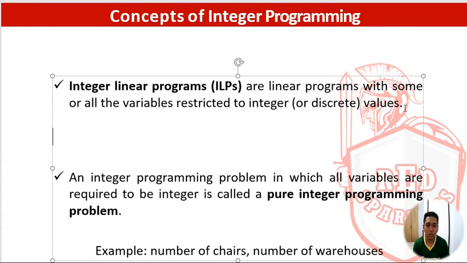Lahat lang ng values natin is 1, 2, 3, 4, n. Ano ibig sabihin pag siya ay integer? Integer linear programming models do not accept a result of decimal place and fraction. Kaya siya tinawag na integer. Lahat dapat ng sagot natin should always be whole number.